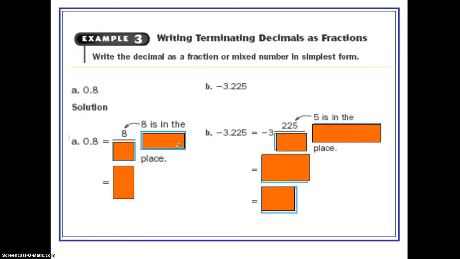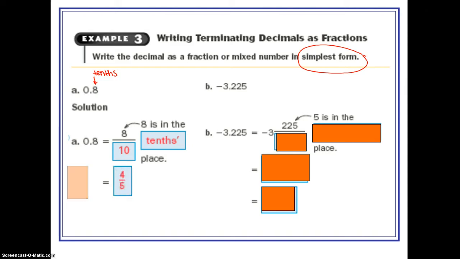Example 3, you're writing terminating decimals as fractions. To write decimals as fractions, think about how to say them correctly. The shortcut we always do is 0.8. This is in the tenths place, which means that you put 8 over 10. Always simplify. They want them in the simplest form. 8/10 becomes 4/5.